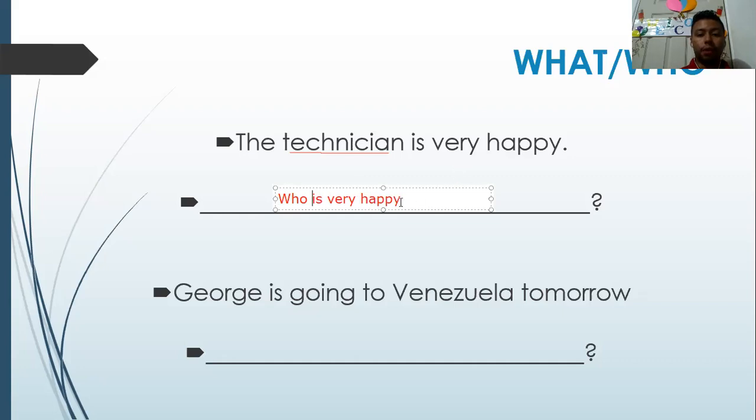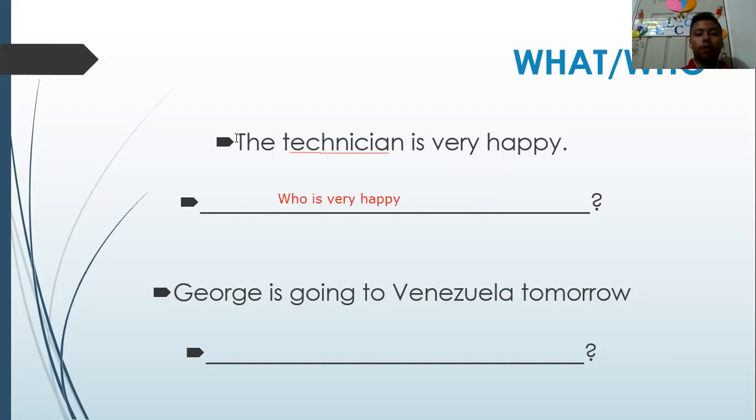So the question will be like this. Who is very happy? The technician is very happy. That is the answer. Good, guys. Very good. Exactly. Who is the WH question that substitutes technician. Remember that. Excellent. Let's continue.